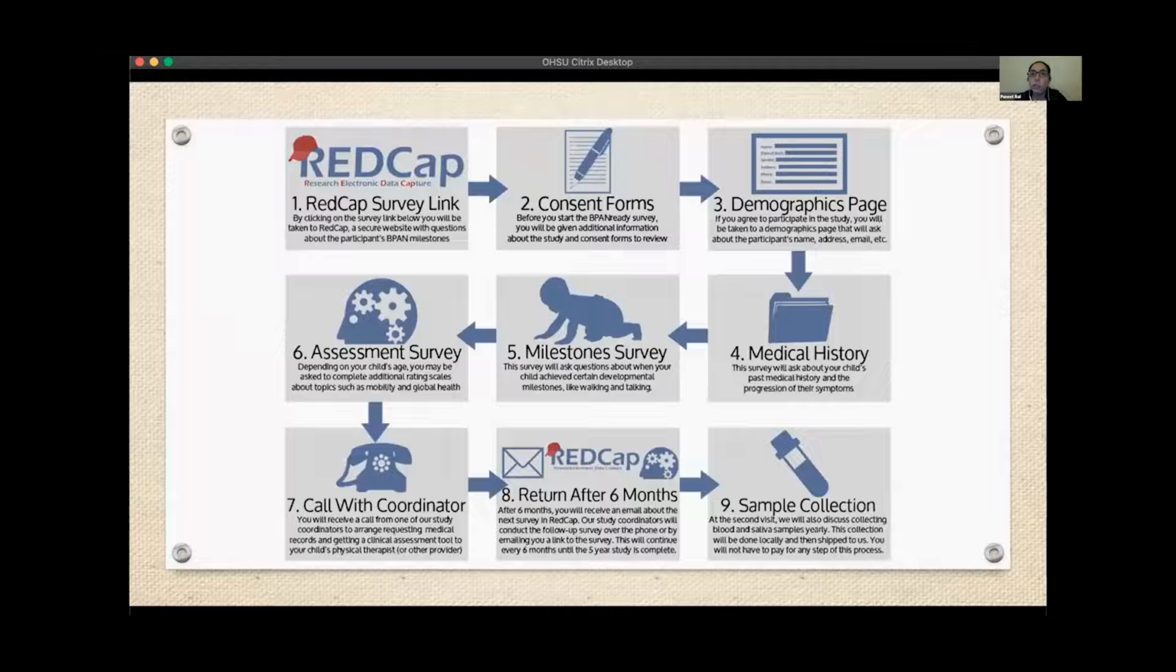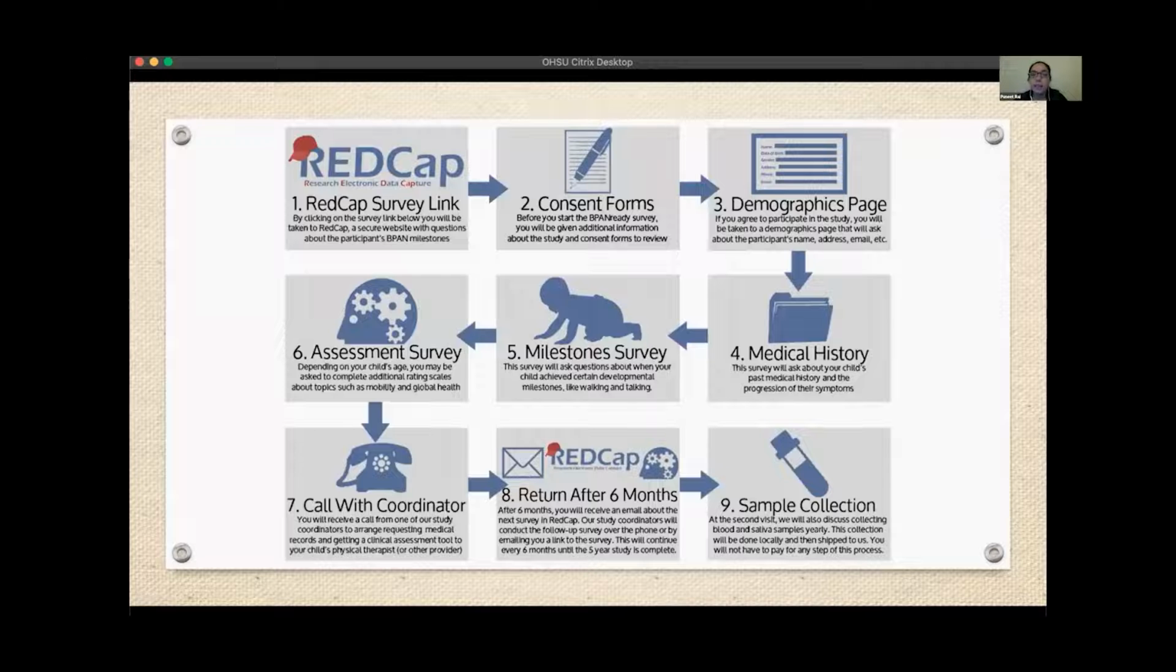And once they've completed the medical history questions, the milestones, and some of the validated tool questions, they have a call with one of our study coordinators where they either ask questions about anything that they were unsure about in the survey, or that our study coordinators realized maybe didn't get answered exactly the way we were hoping. And also our coordinators then figure out how to request medical records, so we can use those to confirm some of the milestones and disease questions that we're asking. And at that point, they're done with visit 1.